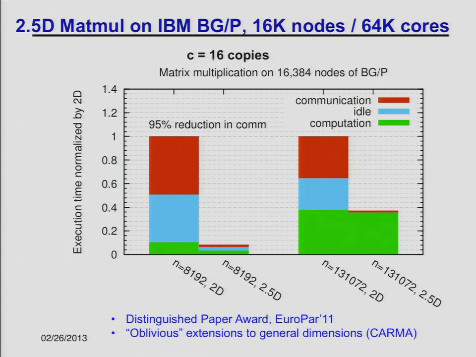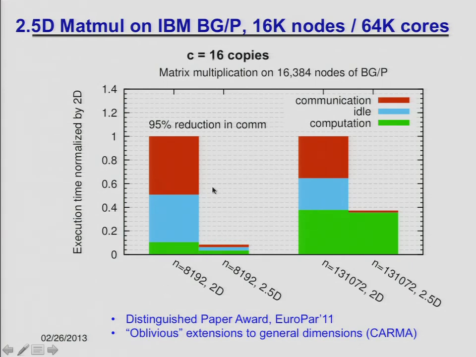I showed this one performance plot last time, where using 16 copies, 16 was the magic number that was best on this particular very large parallel machine with 16,000 nodes and 4 cores per node, so 64,000 processors. By doing 16 copies, it went 12 times faster in this particular case, and 2.7 times faster in that case. The vertical axis here is the execution time. Here's the algorithm with one copy, and here's the algorithm with multiple copies. The colors tell you where the time went. Red is communication, which shrank 95%. There's some blue idle time because you sat around waiting, unfortunately. And the green is the flops. These improvements are well worth making.